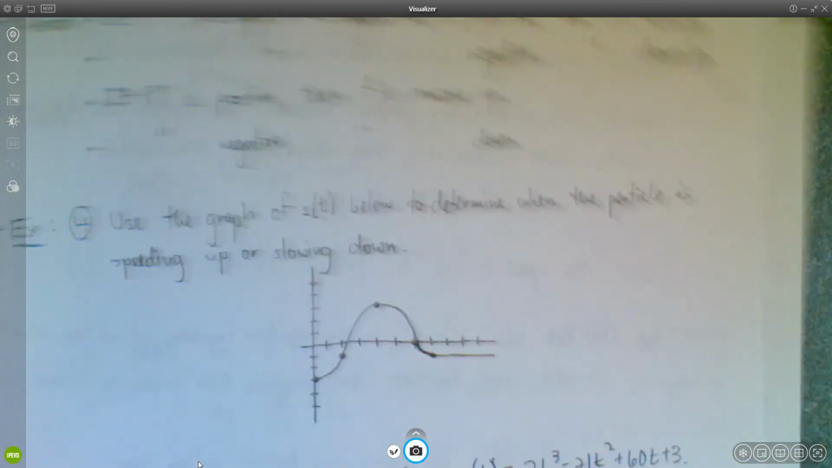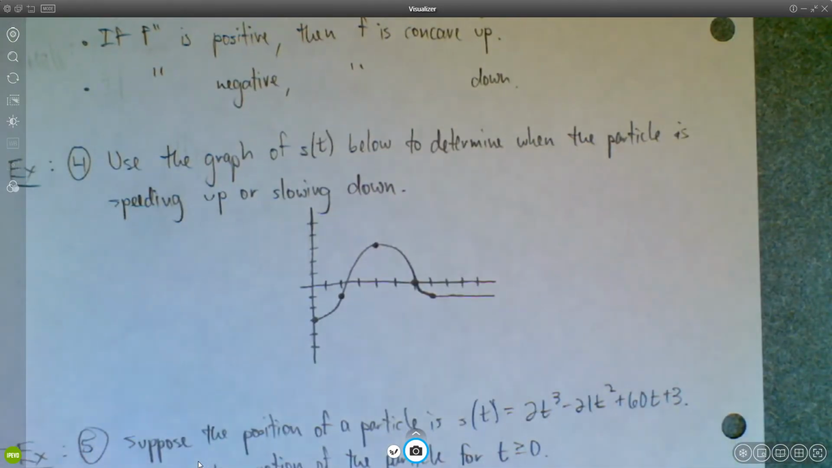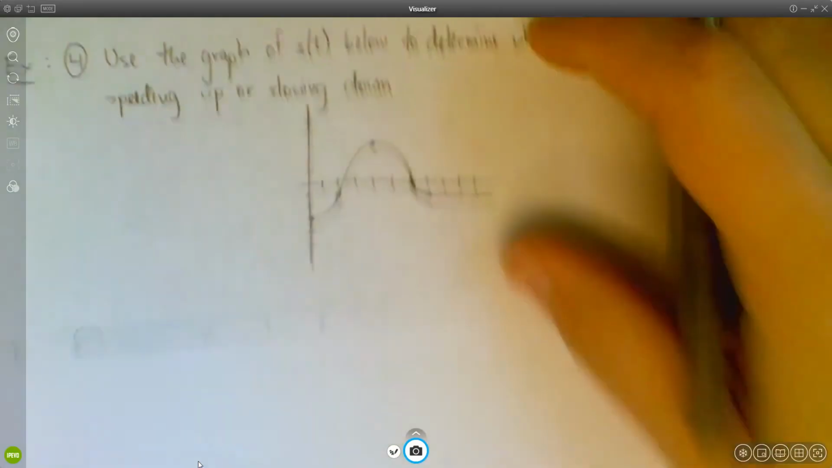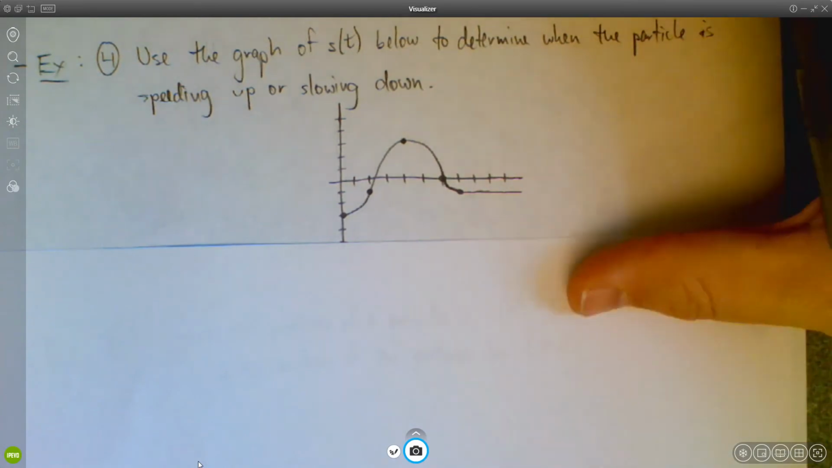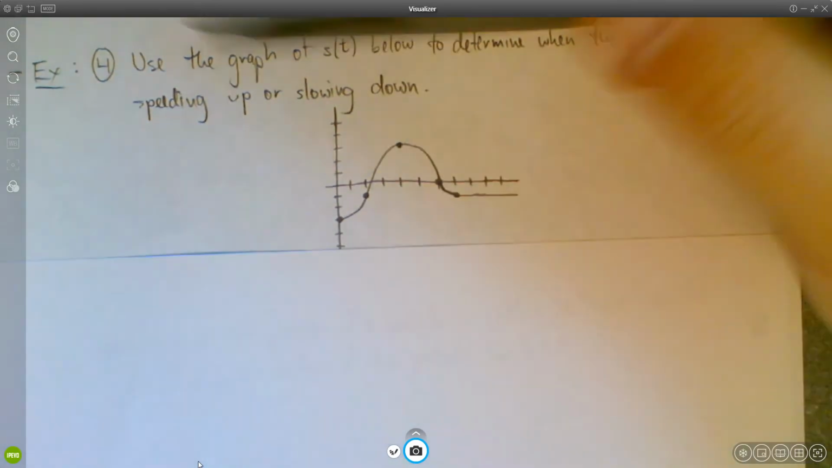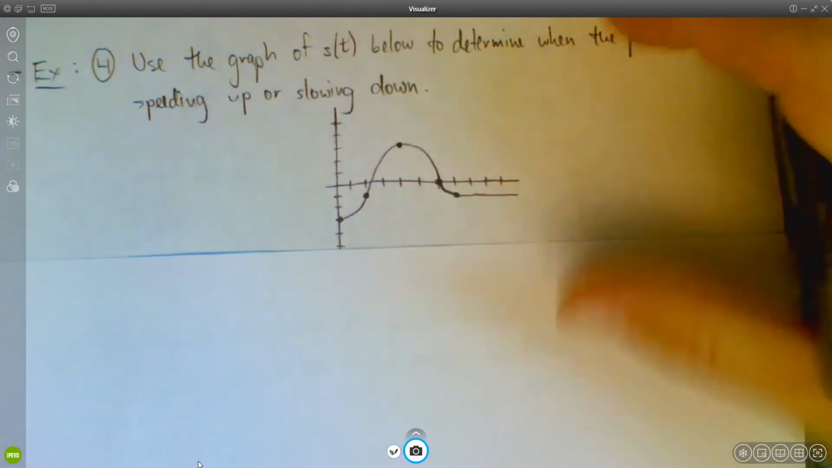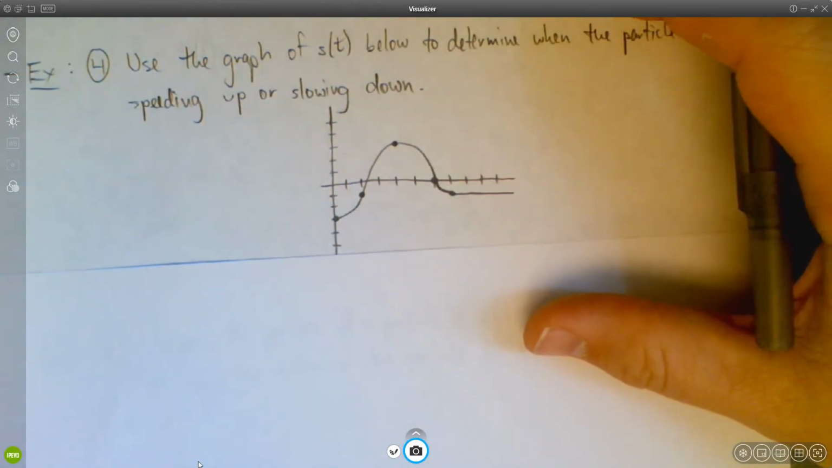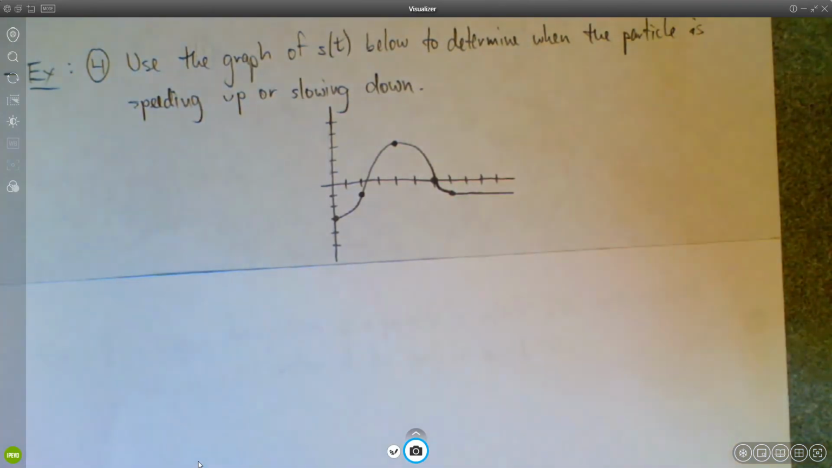So using that information, let's use this graph here. This is the graph of the position function s of t. This is a different position function now. It says use the graph to determine when the particle is speeding up or slowing down. Remember, it's going to be speeding up if the velocity and acceleration are both positive or both negative, and it's going to be slowing down if they have opposite signs.